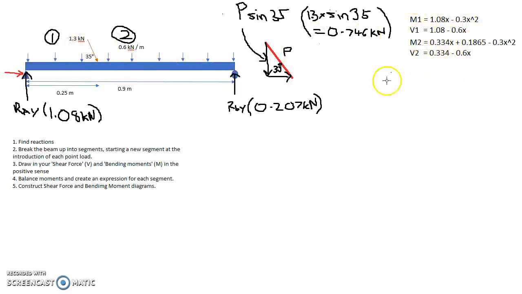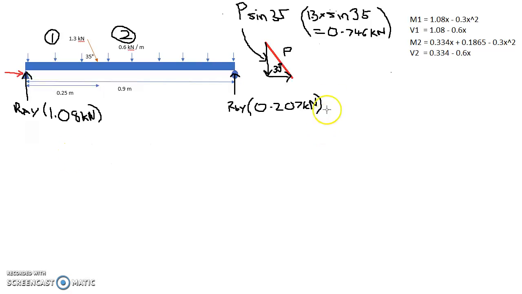Alright, so here are my expressions up here for both segments of the beam. They're the only two segments that we have to figure this out for. So we're pretty much done there. All we have to do is construct the actual diagrams themselves, and that takes a little bit of wangling. So I'm going to clear up some space there, and here we go.